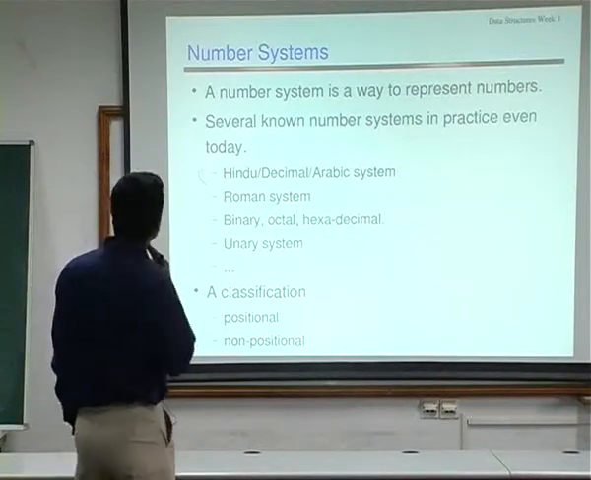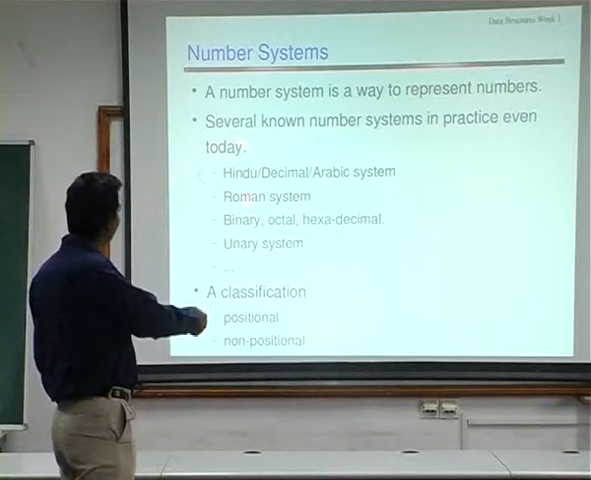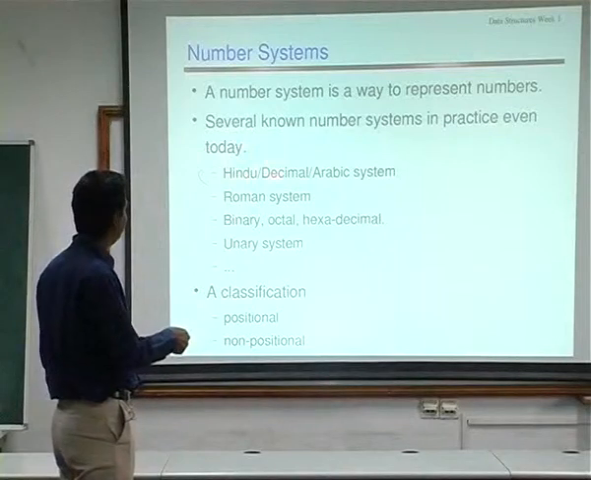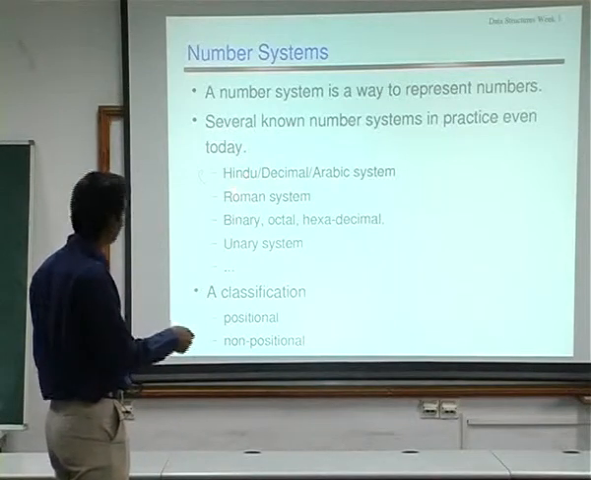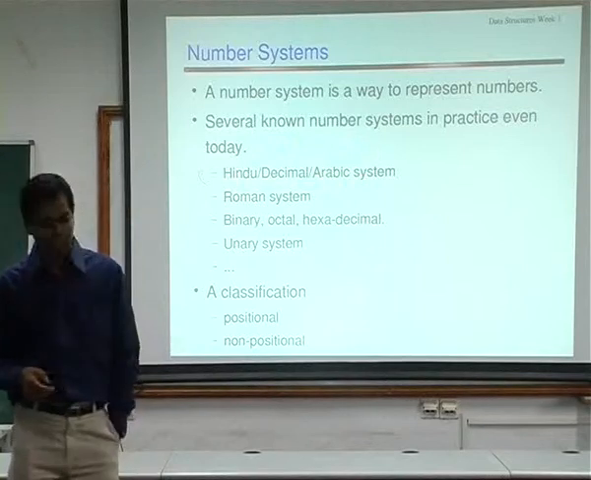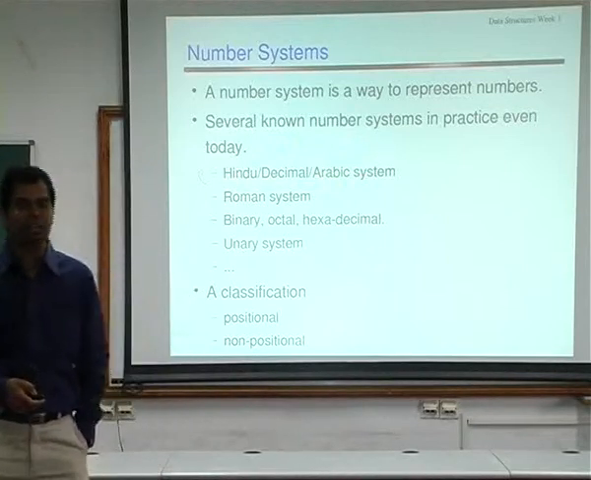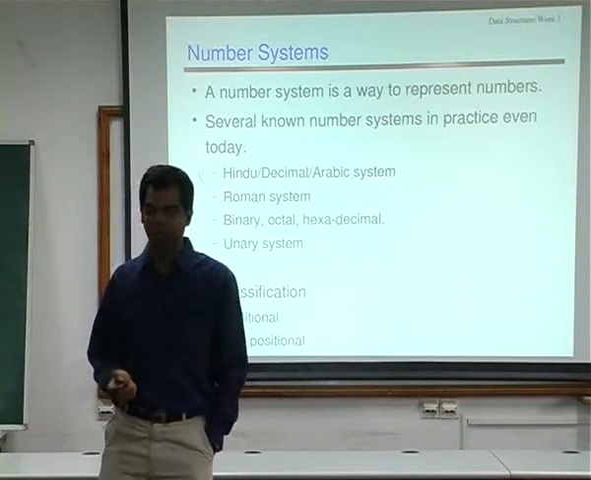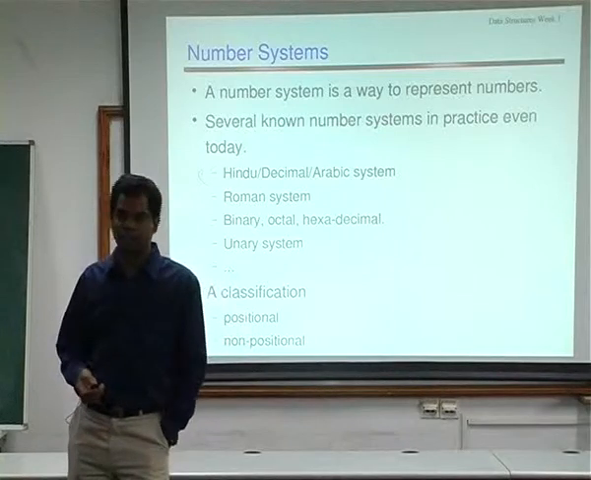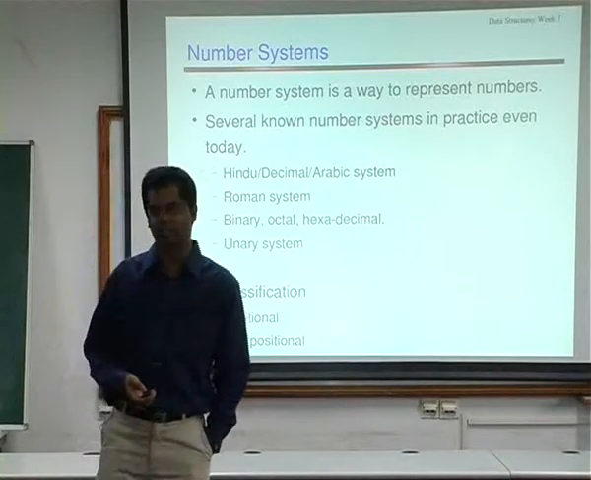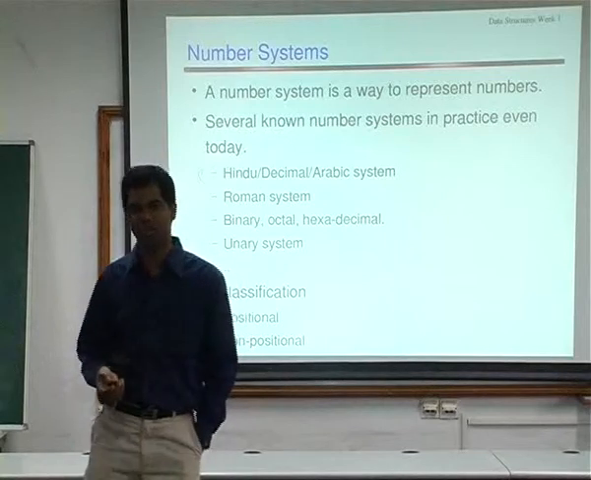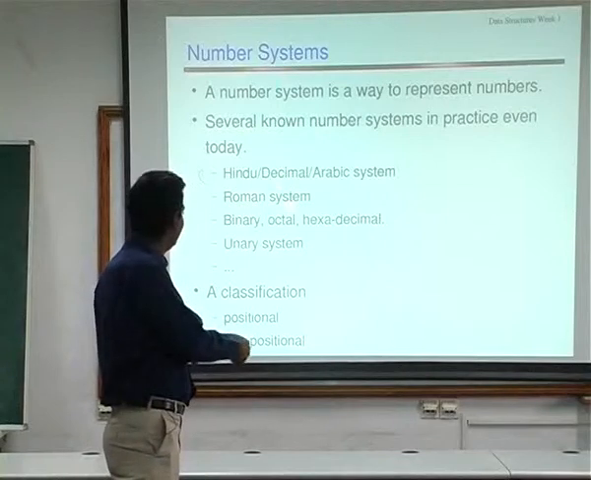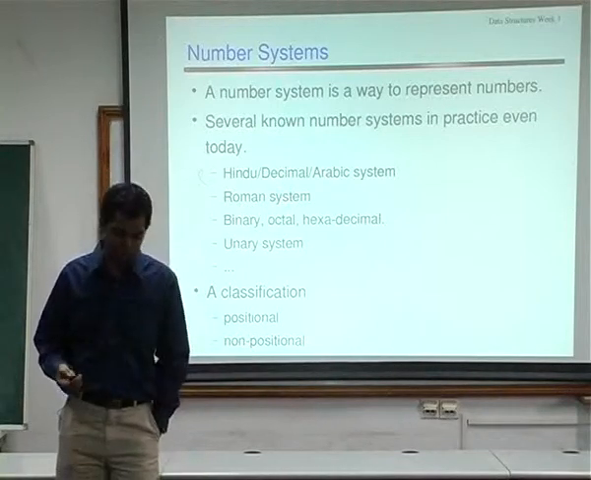Okay. Now, let us list some known number systems in practice even today. This particular system called the Hindu system or the decimal system or the Arabic system, essentially several names are attached to it, but it is what we use every day. The digits are 0 through 9, and we know that a number like 43 will be written as 4 on the tens place and 3 on the units place, right?